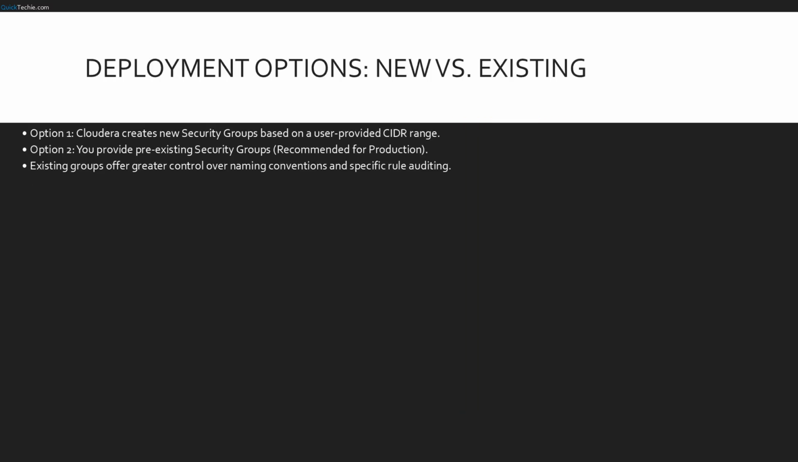Now let's discuss how you deploy these. During environment registration, you have two choices. Option 1 is letting Cloudera create them for you. You simply provide a CIDR range for inbound SSH and UI access, and CDP automates the rest. Option 2 is providing your own existing security groups. For production environments, we strongly recommend Option 2. This allows your security team to audit the rules and enforce naming conventions before Cloudera deploys any resources. If you choose this path, you must ensure your pre-created groups meet the strict port requirements we will discuss next.